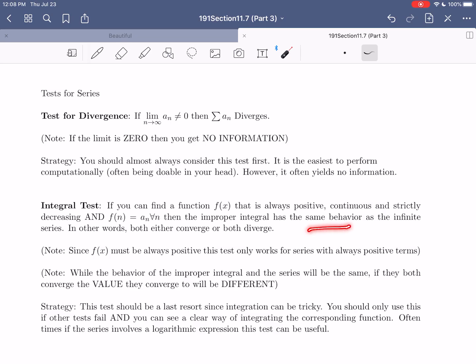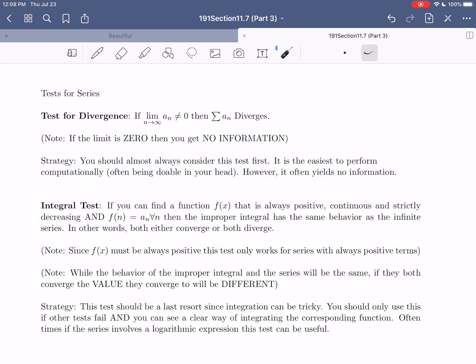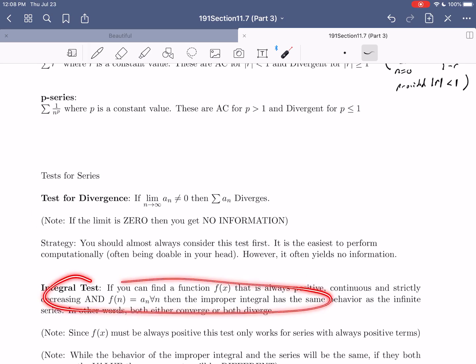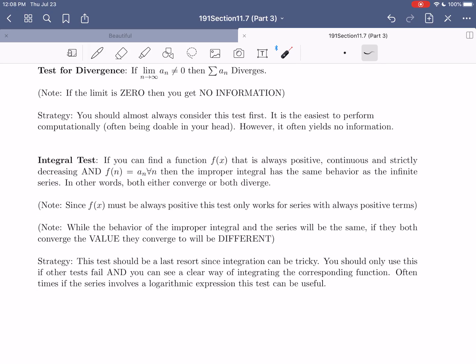And what do we mean by same behavior? Well, it means that if the improper integral converges, so does the infinite series. If the improper integral diverges, then so does the infinite series. The integral test was very important theoretically because we use the integral test to actually develop our knowledge of the p-series. Couple little notes about the integral test.